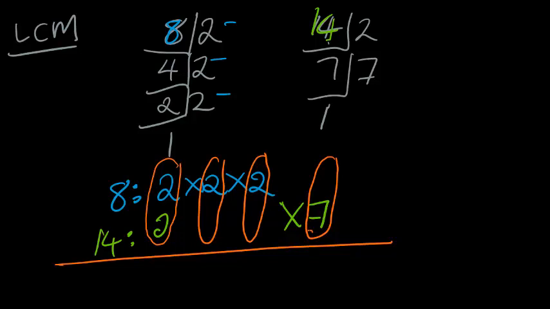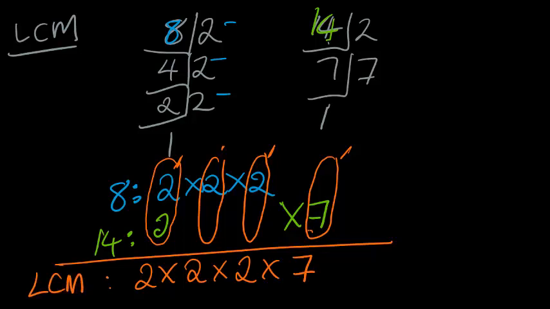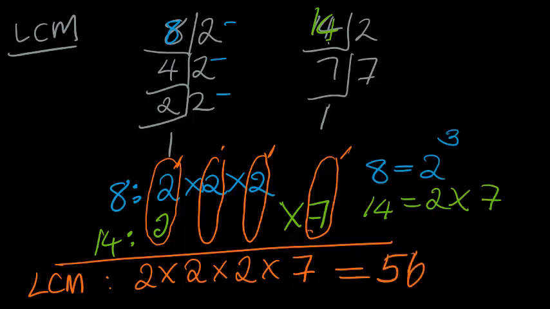So in the first one, I've got 2's. In the second one, I've got 2's. In the third one, I've got 2's. And in the fourth one, I've got 7's. My lowest common multiple is going to be 2 times 2 times 2 times 7. And that is going to give me 56. So looking at the other method, if I write out my exponents, I'm going to take the highest exponent for 2 and the highest exponent for 7. 2 to the power of 3 and 7 to the power of 1 gives me 56.